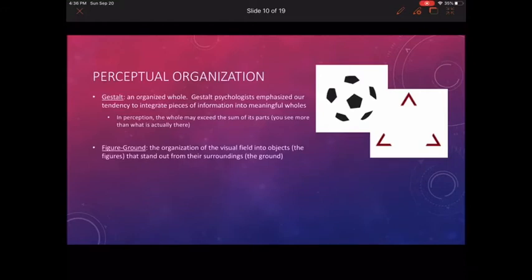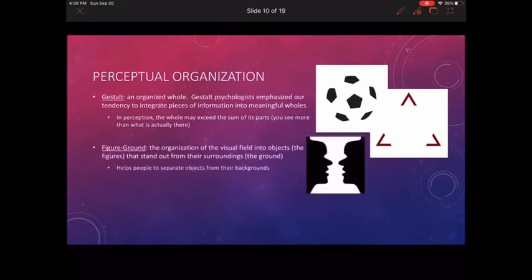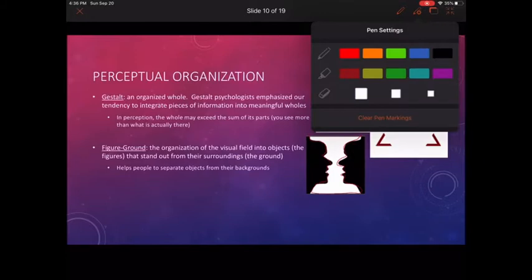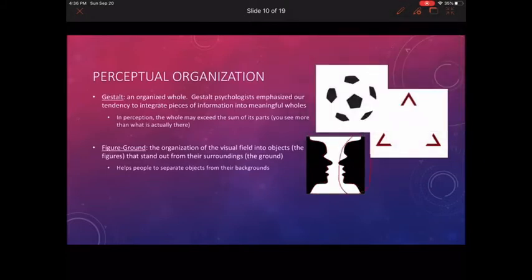Figure ground are these cool illusions that we have where if you look at the white space, you see some kind of maybe candle or something in here. But if you're looking at the dark space, you see a face on this side and a face on the other side. So that's figure ground, is really when you're asking yourself the question, is this the figure and all of this is the background? Or is it the other way around where this is the background and these are the figures?